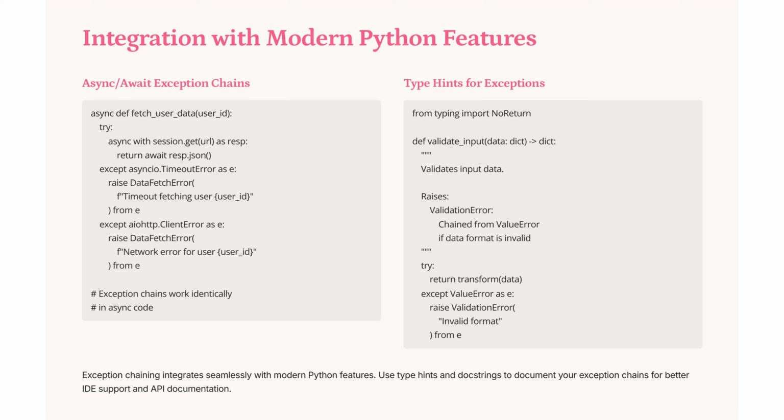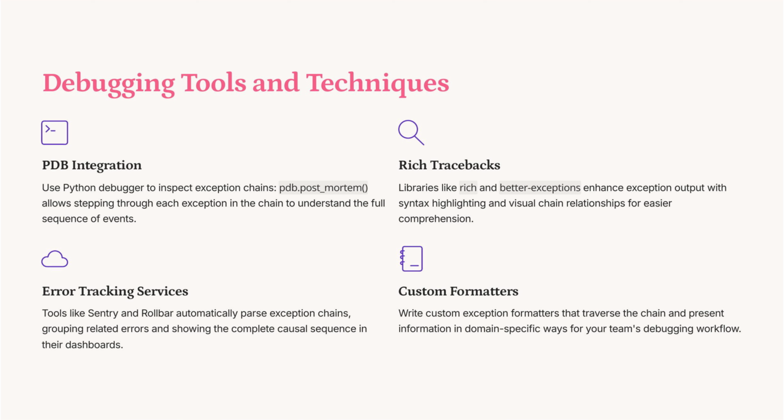Integrating exception chains with modern Python features enhances error handling in asynchronous code. Use async/await to manage exceptions like asyncio.TimeoutError and aiohttp.ClientError, raising custom exceptions for clarity. Type hints and docstrings improve documentation and IDE support, ensuring robust error management in async operations and input validation. Utilize Python's pdb.post_mortem to inspect exception chains, stepping through each event.